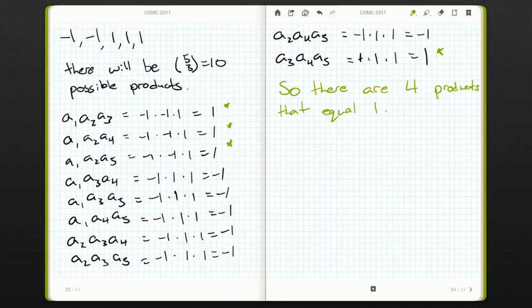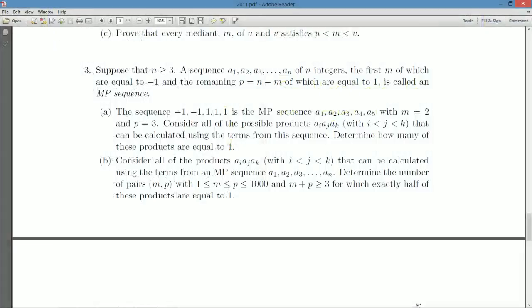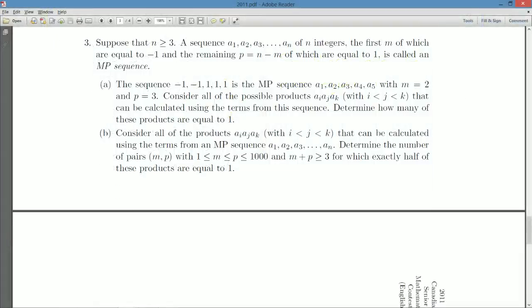Alright, so we have 4 products that are equal to 1. Fantastic. And that's all we were asked for in part 1. Determine how many of those 10. Well, we've got 4 of them.